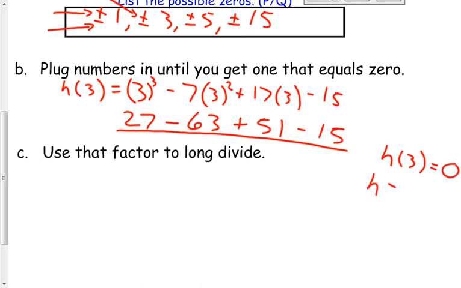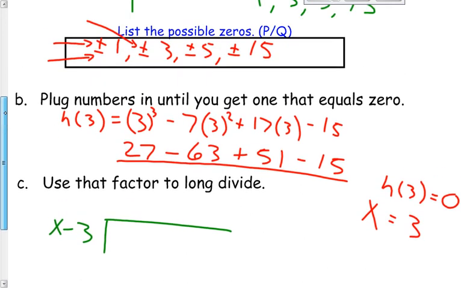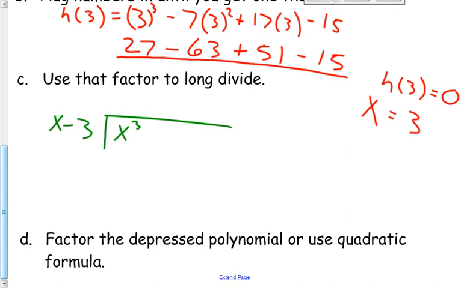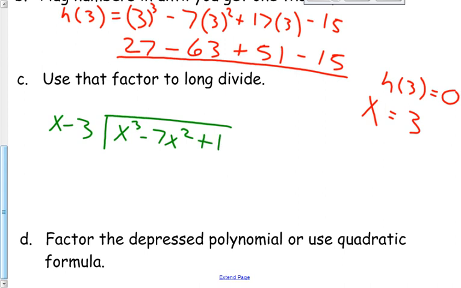That means x equals 3. That means that the factor is x minus 3. So we're going to use the factor to long divide. So x minus 3 is going to go into our polynomial, which is x cubed minus 7x squared plus 17x minus 15. And now we're going to long divide.